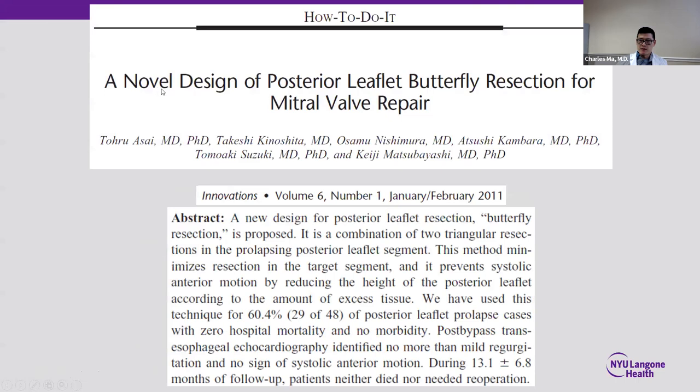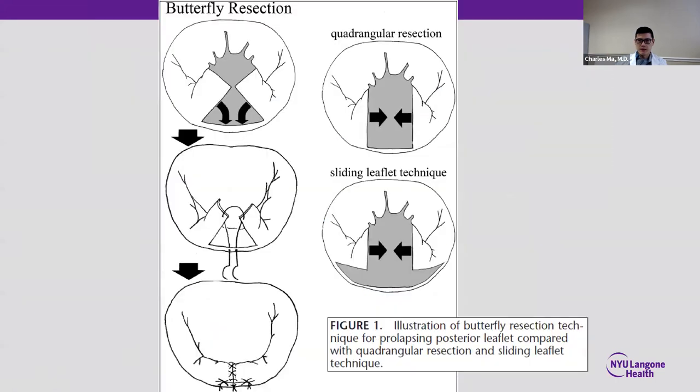Now, there's another technique that came out of this experience, pioneered by Dr. Toru Asai, a Japanese surgeon who did a year or two of training at NYU. When he went back to Japan, he hypothesized that he could reduce the height through a butterfly technique. Here, it looks like a resection in a butterfly shape, as opposed to the original quadrangular resection by Carpentier. You resect the top part and the bottom part, and then you bring the bottom part towards the middle. That will lower the height of the posterior leaflet.